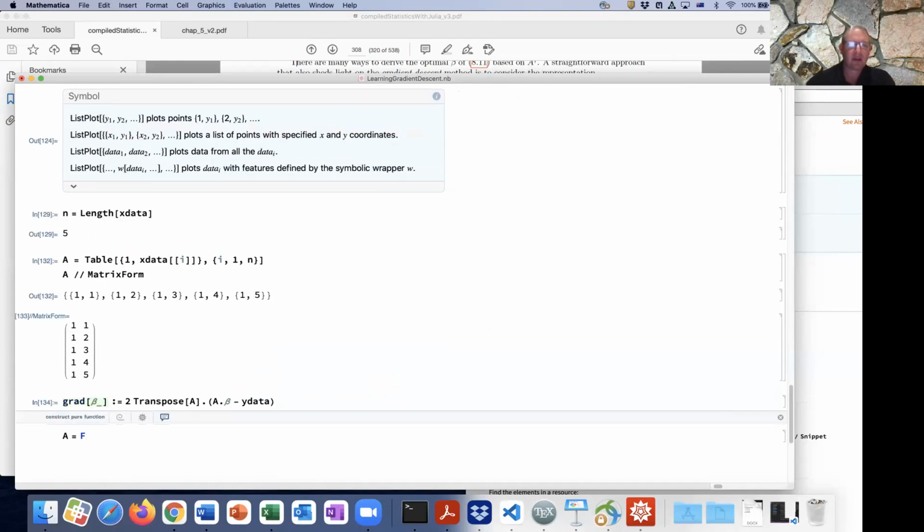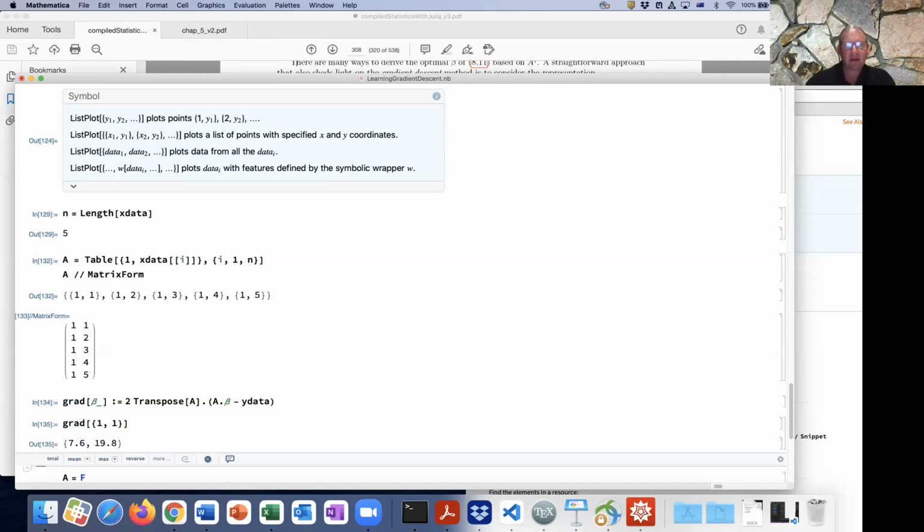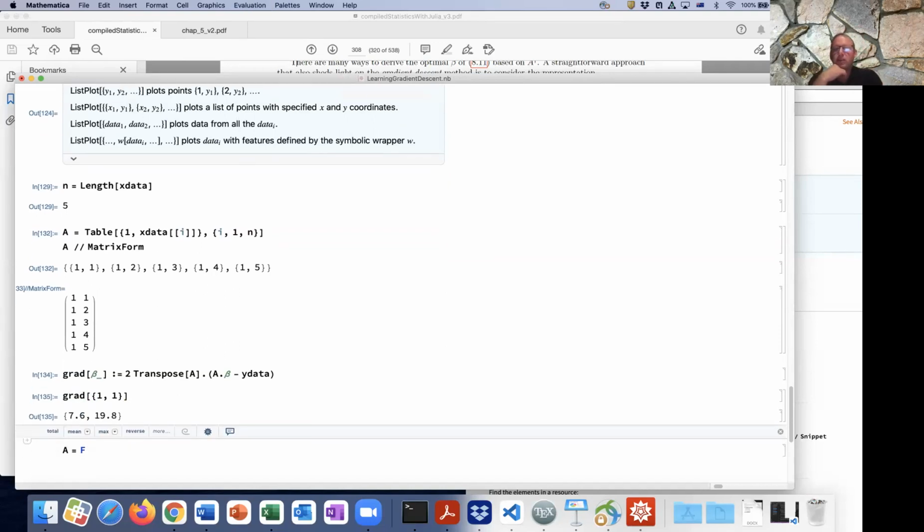Let's see. So let's see the gradient at the point 1, 1. So 1, 1 is like the beta. So we get some vector which is potentially the gradient.